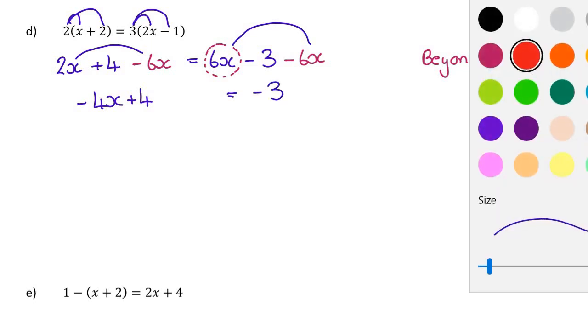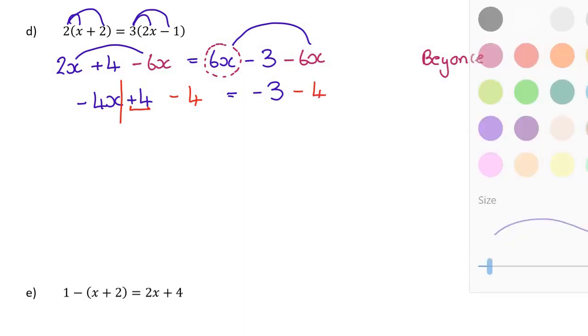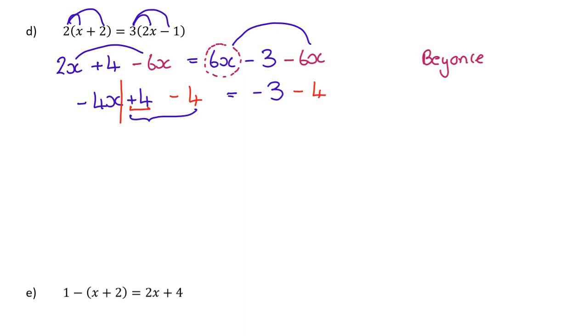So now I need to say to myself, right, what is furthest away from x? This plus 4 is in a separate term. So I'm going to subtract 4 on both sides. Now what that means is that these two disappear, and I'm simply left with minus 4x. On this side, I simplify to minus 7. And so finally, I need to get rid of multiplying by negative 4, so I divide by negative 4. And so my answer isn't particularly pretty because it's an improper fraction, but a negative divided by a negative is a positive, so I get 7 over 4.